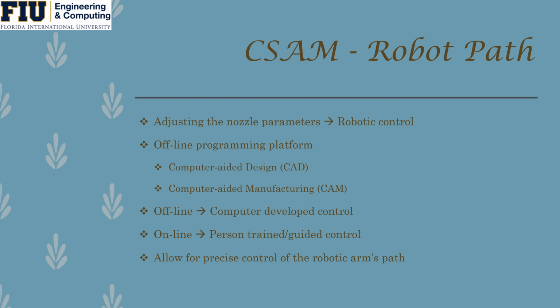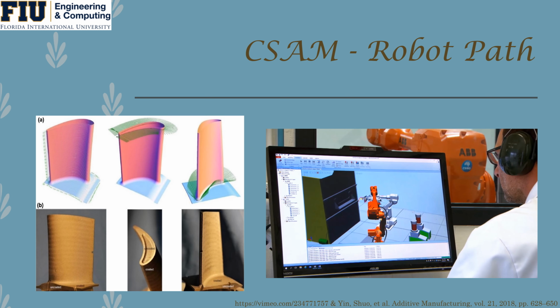Another key aspect to the cold spray additive manufacturing system is the robotic path. The nozzle in the system is controlled through the robotic arm as mentioned before, and this is programmed through an offline program platform using CAD and CAM. Offline meaning computer developed control, while online means a person trained or guided control. This overall allows for a precise control of the robotic arm's path, thus allowing for a precise deposition.